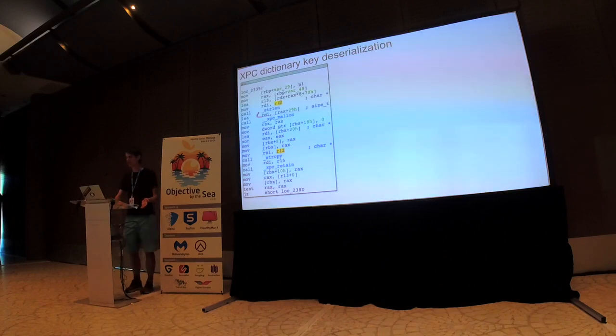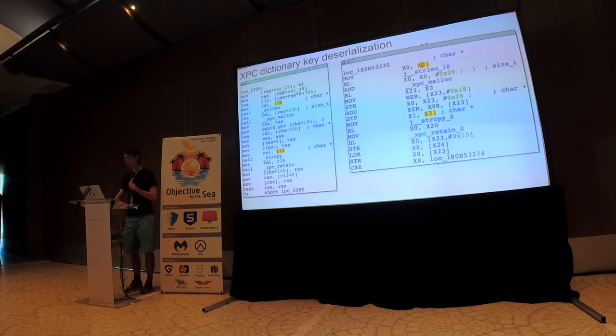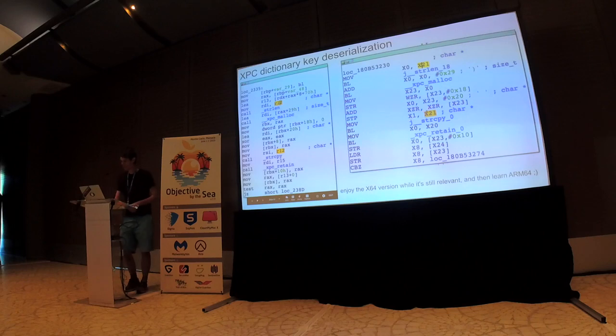We won't look too deeply at what's going on here, but it's essentially R12 is pointing into the descriptor, into the out-of-line memory, which is now shared. What it's doing is strlen, adding hex 29 to that value, malloc, and then getting some offset into here and strcopying. Yeah, at offset hex 20, it strcopies from that buffer. Now, for those of you who only speak ARM, here's the iOS version. And yes, enjoy the x86 version while it's still relevant, because this will die soon. So yeah, learn ARM64, and it's good.